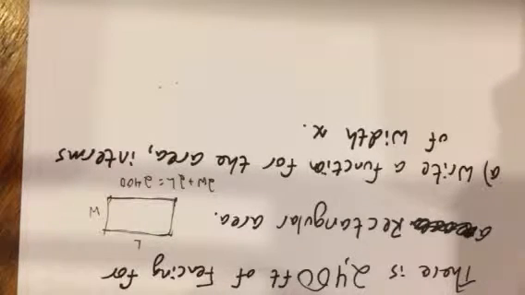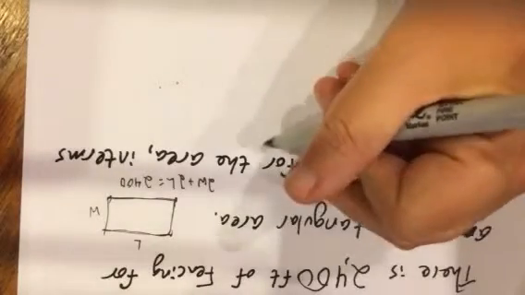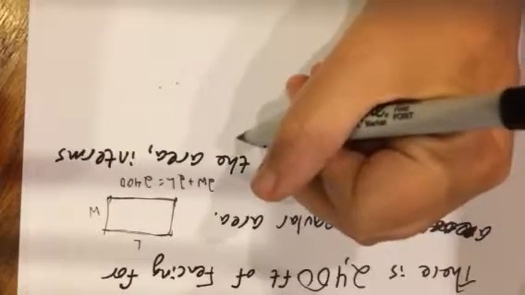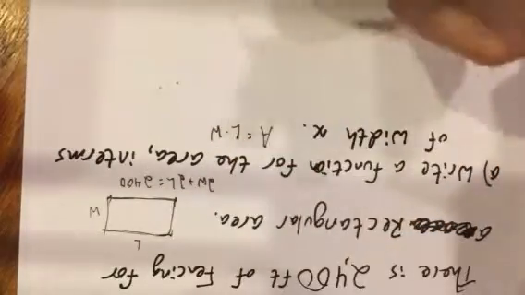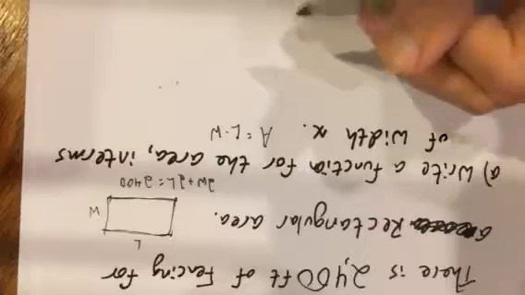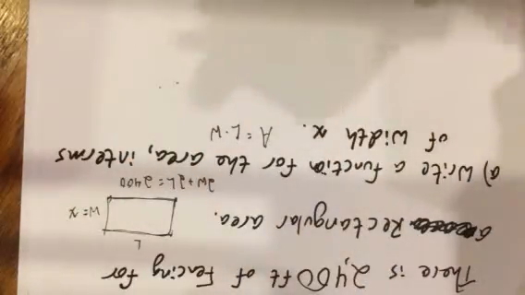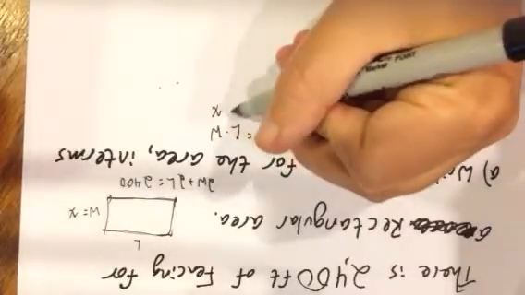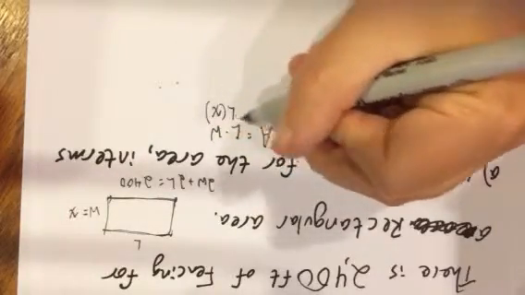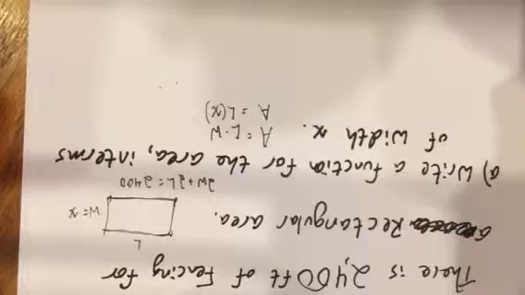So I want to try to write a function for the area in terms of width x. Area, hopefully you remember the equation for area: area equals length times width. This time I was told that my width is x, so I want to use x. So instead of length times width, I'm going to have length times x. And I really don't want an L in there. I want my only variable to be x. So I'm going to do some substitution.